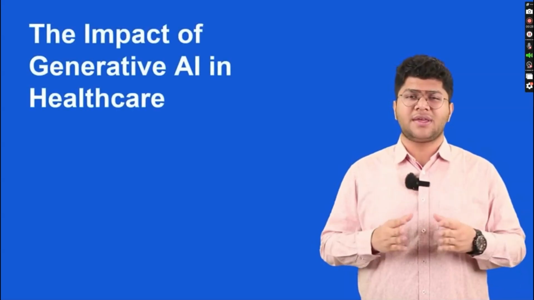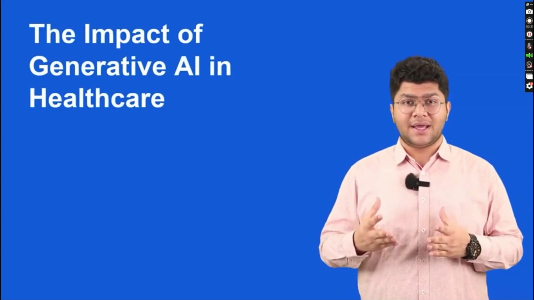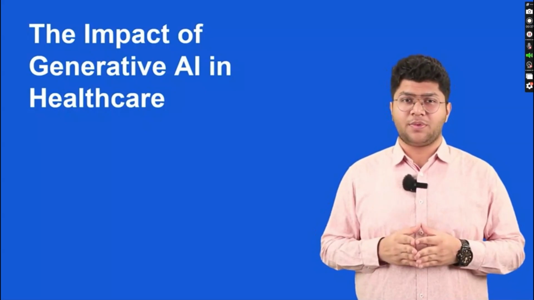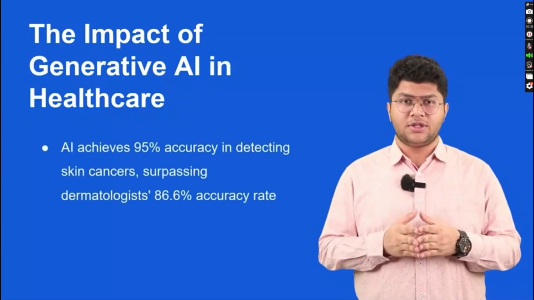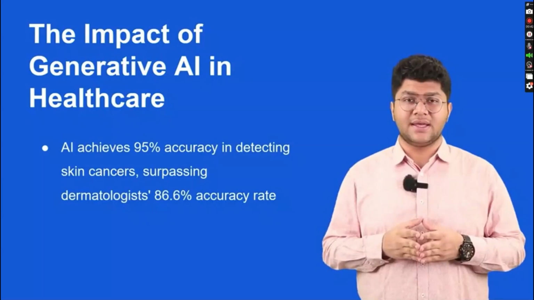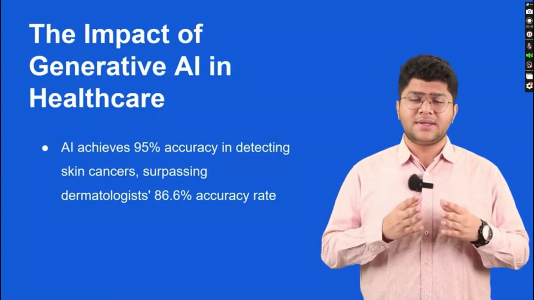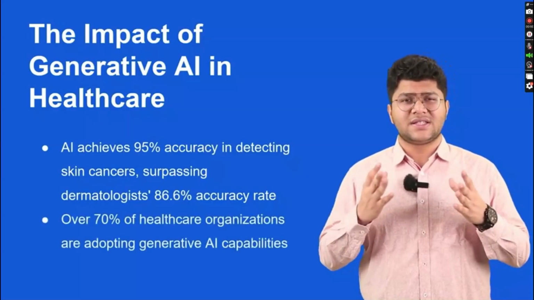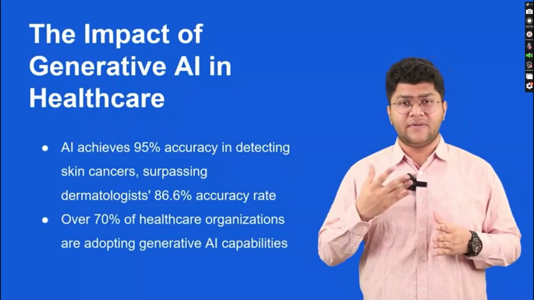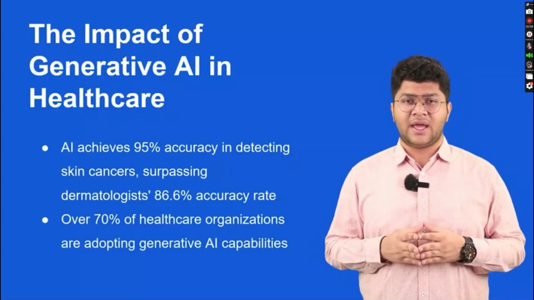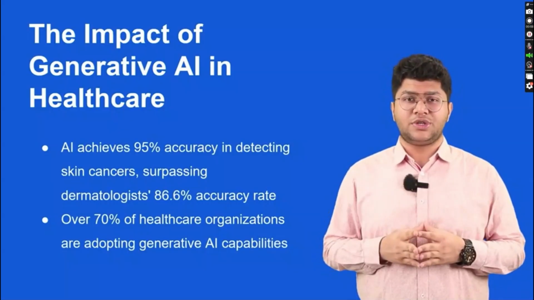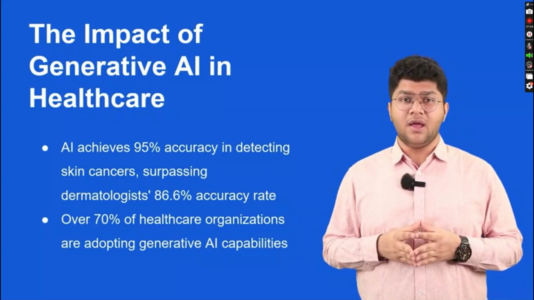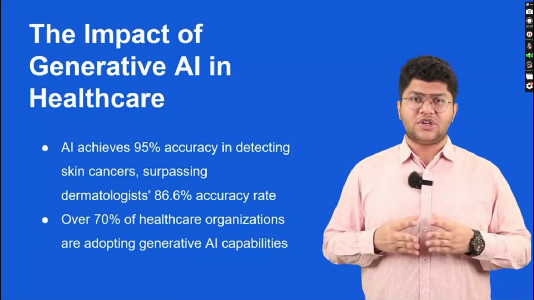Generative AI is already making this vision a reality. It is revolutionizing healthcare by enhancing diagnostics, personalizing treatments, and streamlining operations. For instance, AI algorithms have achieved up to 95% accuracy in detecting skin cancers, surpassing the 86.6% accuracy rate of dermatologists. Additionally, over 70% of healthcare organizations are actively pursuing or have implemented generative AI capabilities, reflecting its growing adoption in the industry. These advancements demonstrate the significant impact of generative AI on improving patient outcomes and operational efficiency in healthcare.